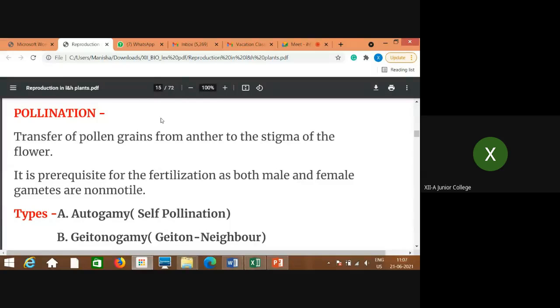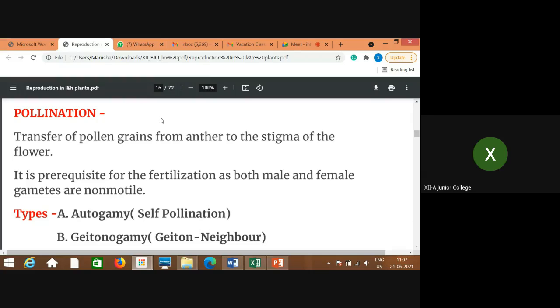Obviously, what is the female reproductive part in the flower? That is gynoecium. That means single is carpel or pistil. What is it made up of? Ovary, style and stigma. So the topmost portion is called as stigma, which secretes sugary, chemical substances, and it has the ability to receive the pollen grains. So the pollen grains are transferred from anther to the stigma of the flower, that is called as pollination.